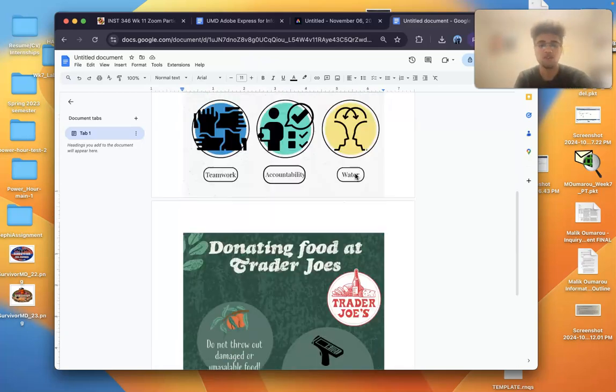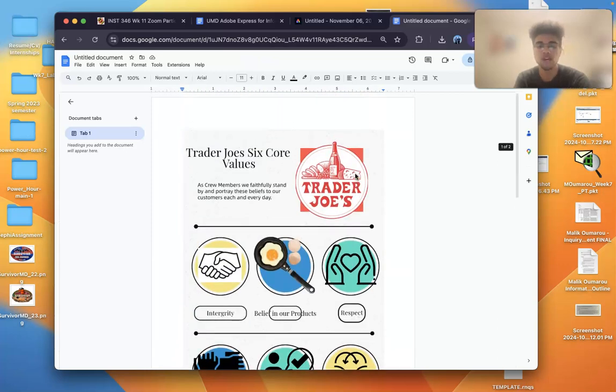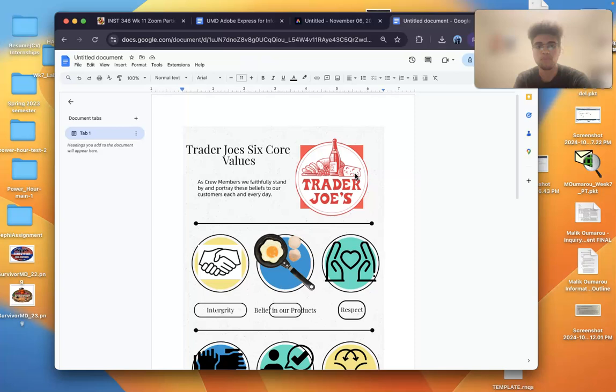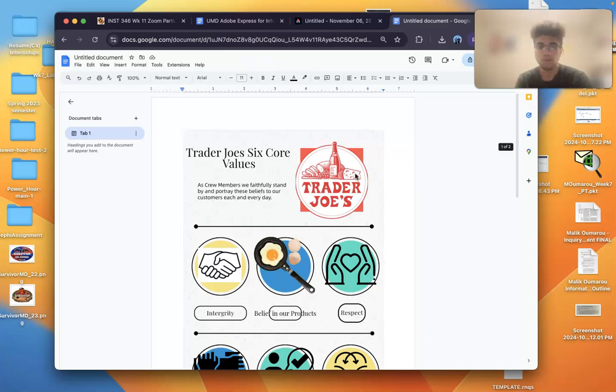So yeah, overall, I did two infographics that relate to what is relevant to being an employee at Trader Joe's. It relates to my audience for my proposal, and hopefully you agree that it's a strong effort. I'm going to update it obviously as we go, but for a first draft, I think I'm happy with this for now. So I appreciate all feedback. Thank you, Professor.